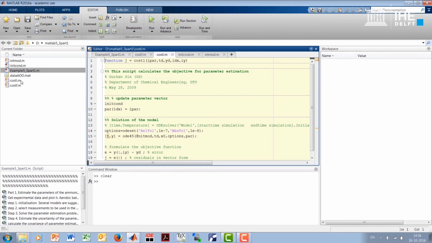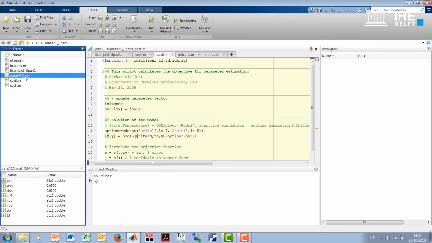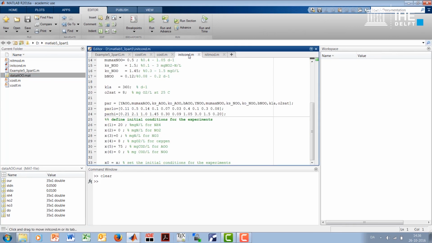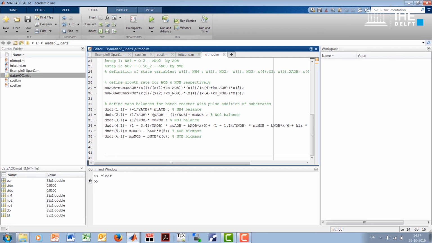Data AOO.mat includes the experimental dataset. initdcond.m contains the initial conditions and nominal and upper and lower ranges for parameters. nitmod.m is the file that contains the nitrification model. All these files are available as part of the online course.